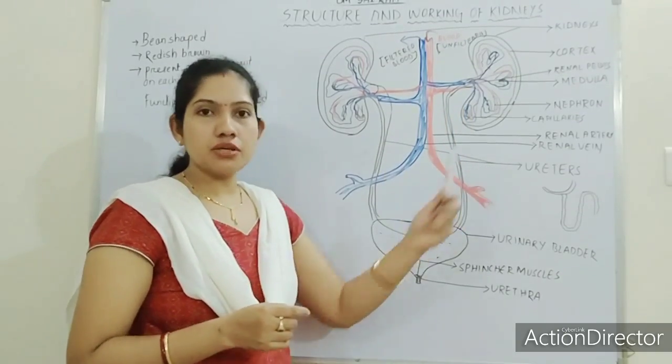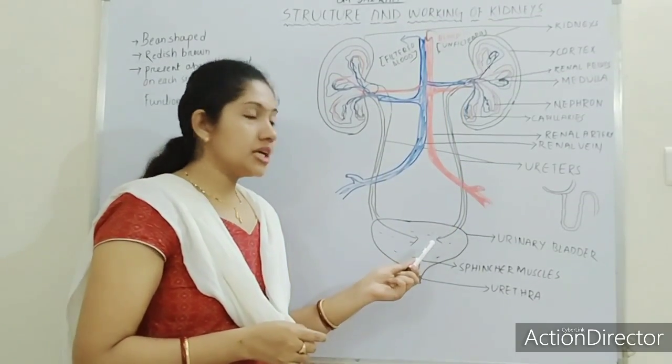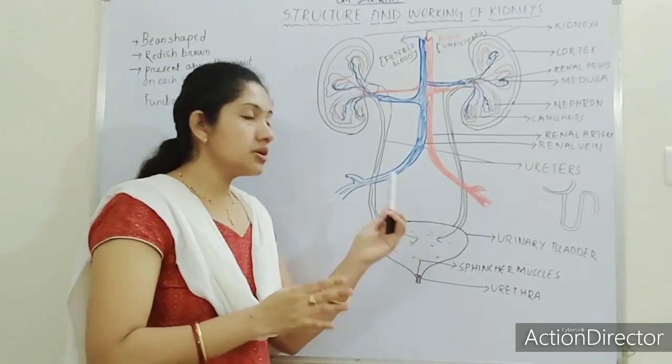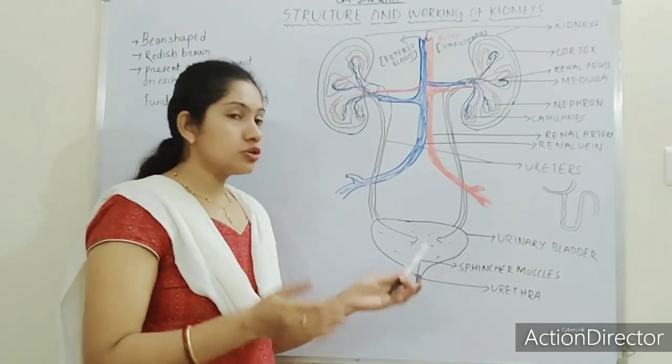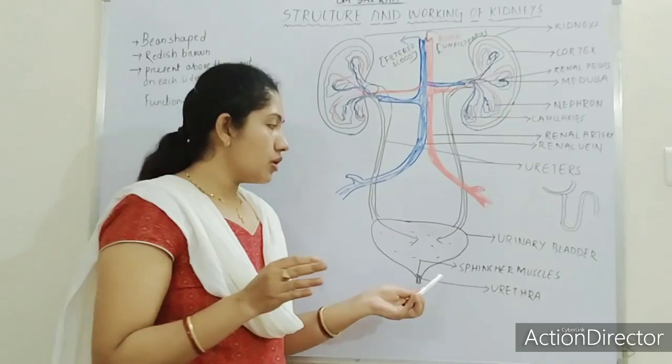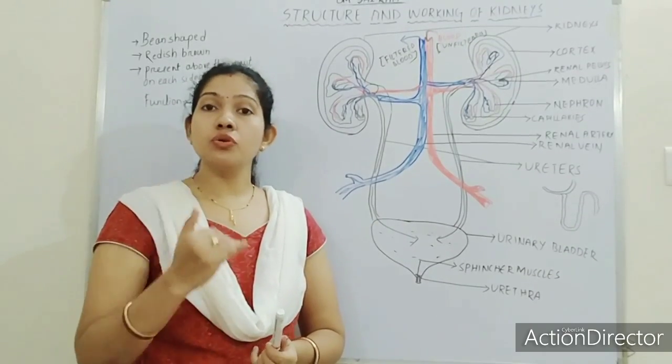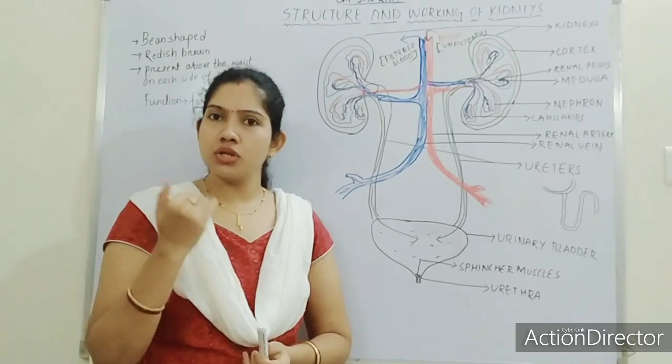The straw-colored liquid, or the urine, which is stored in the renal pelvis will be supplied down to the ureter. The ureter will send it to the urinary bladder where it will be stored, and when the urinary bladder is full, it will throw out urine from the opening called the urethra. And this process of excreting urine out of the body is known as urination.